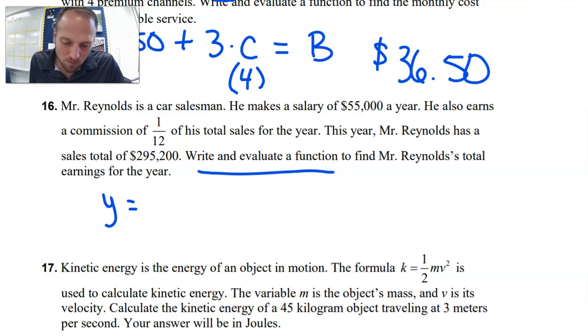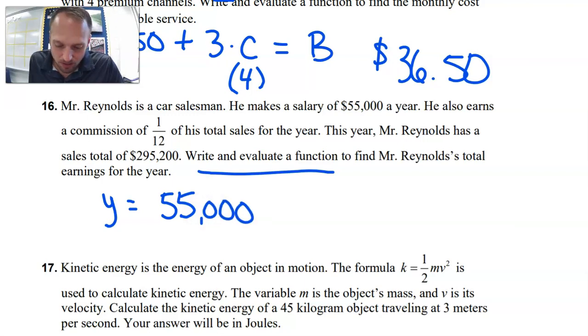He makes a salary of $55,000 a year. So $55,000. He also earns something else, so we're going to have to add this to it. So plus 1/12 of his total sales for the year. That just means 1/12 times X, whatever he sold for the year. Okay, so this is our function. This is our equation. No problem here. 55,000 plus 1/12 times X.